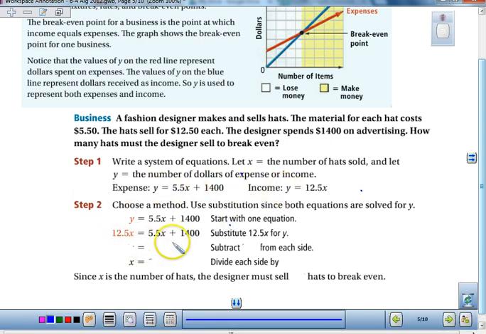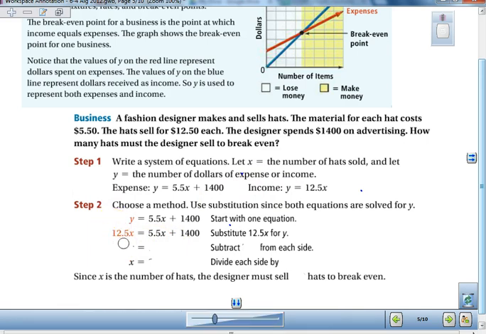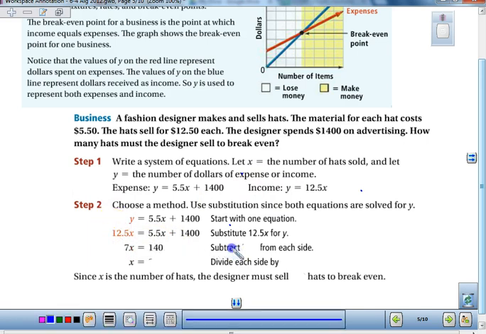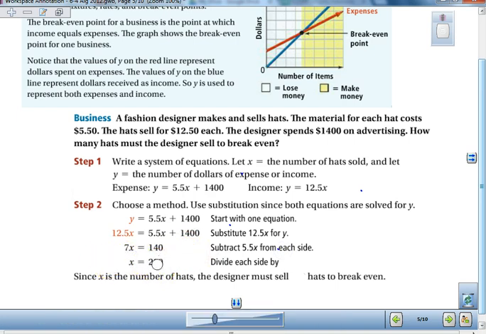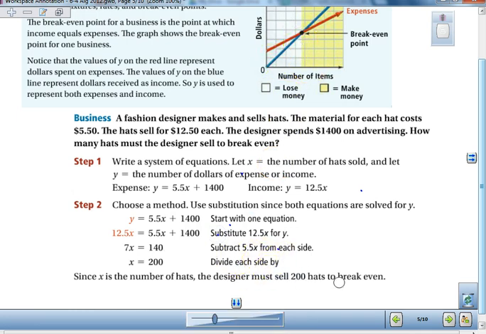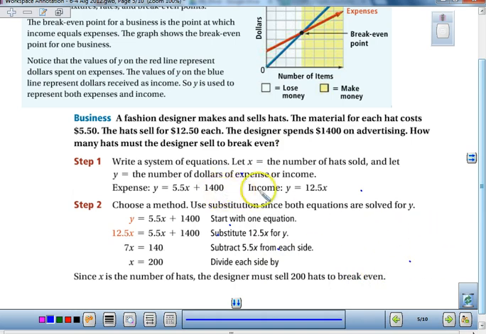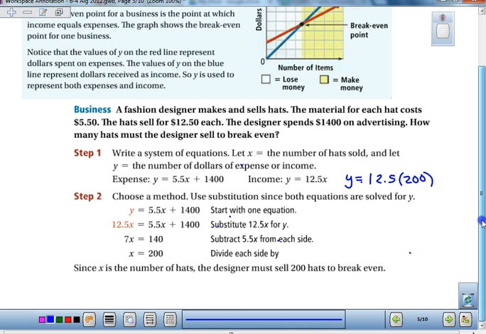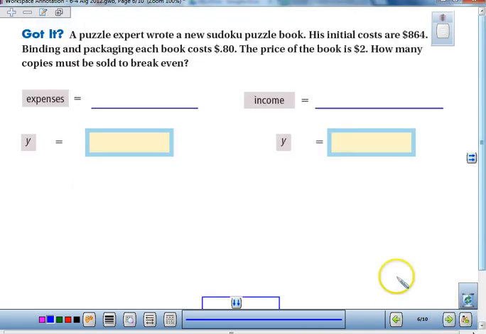5.5x plus 1,400 equals 12.5x. We're going to subtract 5.5x from both sides. 7x equals 1,400, and x in this case would be equal to 200. So since x is 200, that's the number of hats we have to sell to break even. What dollar amount would that be? Well, in order to find that amount, we would simply replace x: y, our income, is equal to 12.5 times 200, to get our other break-even value, as we look at how much money we would make.